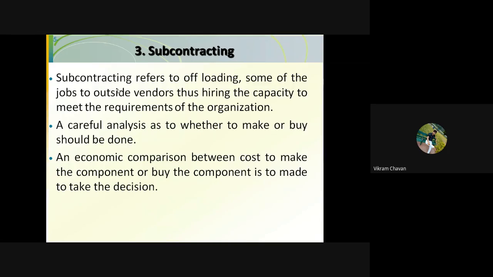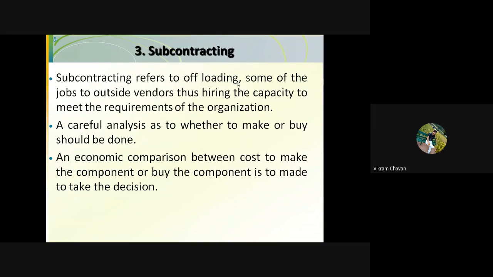The next point is subcontracting, which will affect the effective capacity. Subcontracting refers to offloading. Offloading means sharing some of the load of the company with another company. Load means some of the work or jobs of a particular company will be shared with another company. That is offloading.